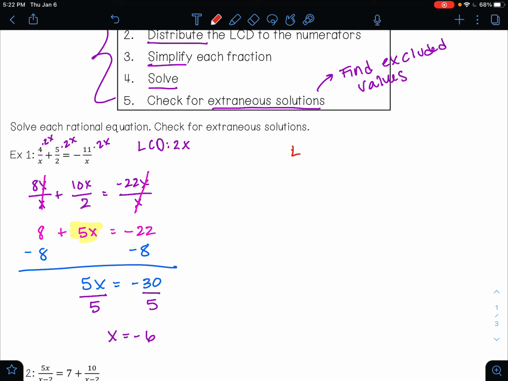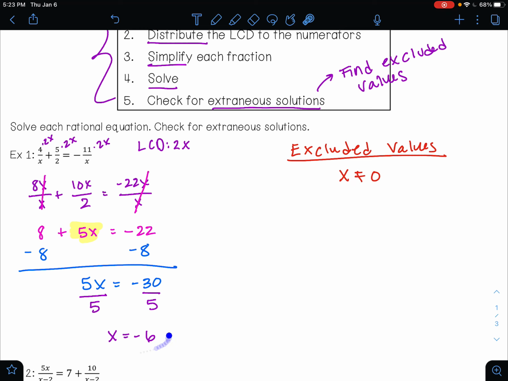To do that, we find our excluded values. To find your excluded values, you set your denominator equal to 0 and solve. Now you only have to set denominators equal to 0 that have a variable in them. Right here, dividing by 2, I can do that. The whole reason why we check for excluded values is because our denominator can't be 0. This 2 is never going to become 0. But if this x was 0, then that wouldn't work. So here, x cannot be 0. So our only stipulation is that x can't be 0.